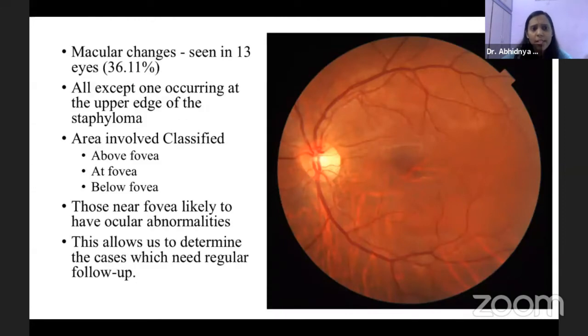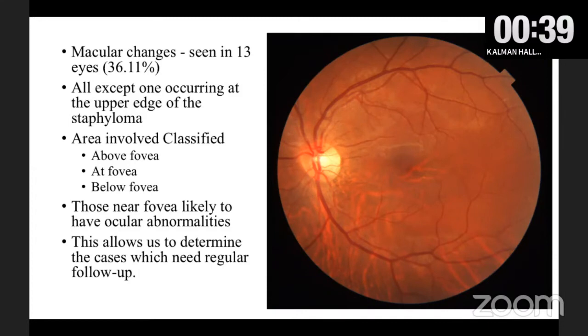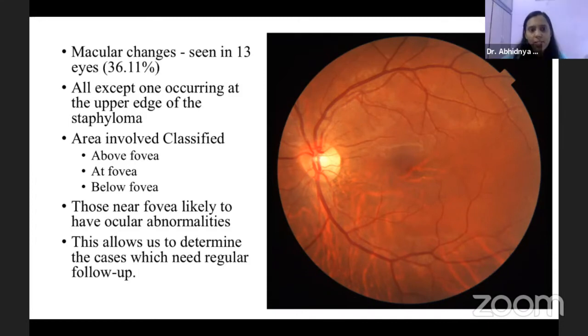So a total of 13 cases, that is 36.11%, had macular changes, and all except one had changes at the upper edge of the staphyloma. Depending upon the area involved, it could be either above the fovea, at the fovea, or below the fovea. And it is the cases at the fovea which need to be regularly followed up.